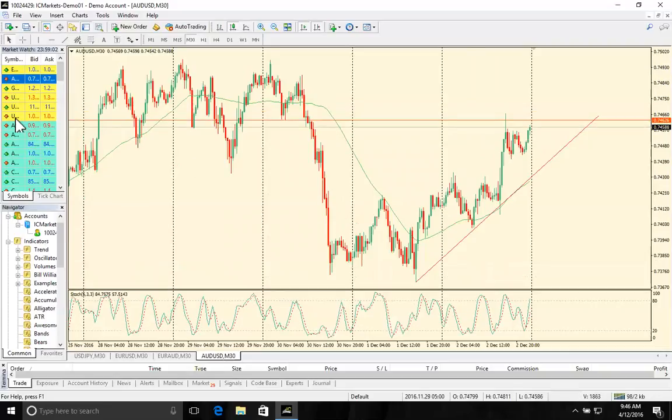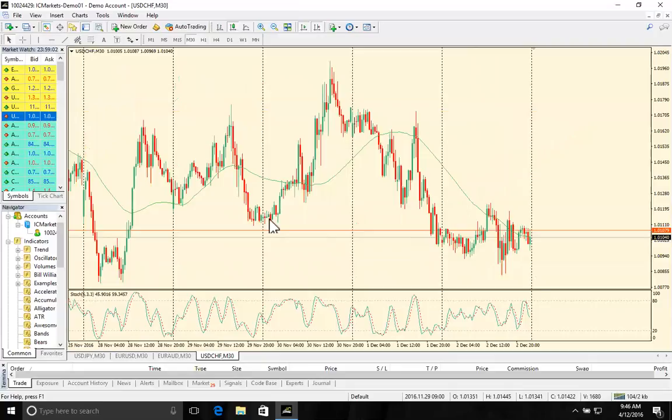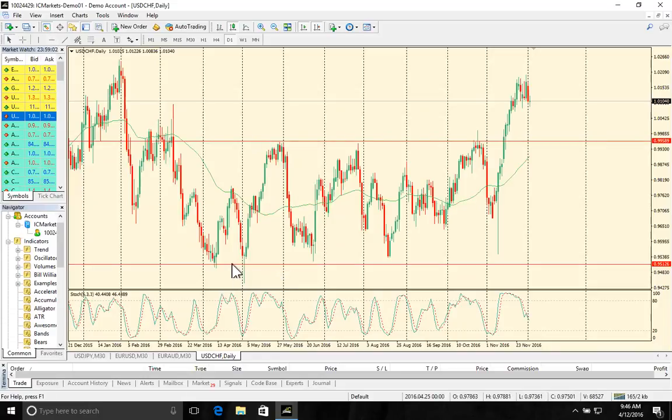Let's have a look at another currency. So this one is USD Swiss franc, in the daily chart. It's a sideway market, right? Straight away you can see the moving average is in between the pricing, so it's a sideway market. All we need to do is put our support and resistance. So that's resistance and that's support. This is very strong. As you can see, it's very strong support here.